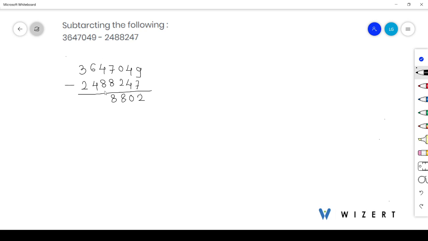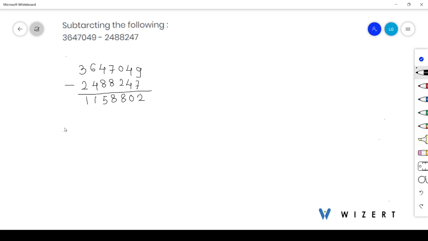Again 3 minus 8 is not possible. So we borrow from here. That 6 will convert to 5 and 3 will convert to 13. 13 minus 8 is 5. Here 5 minus 4 is 1 and 3 minus 2 is 1.